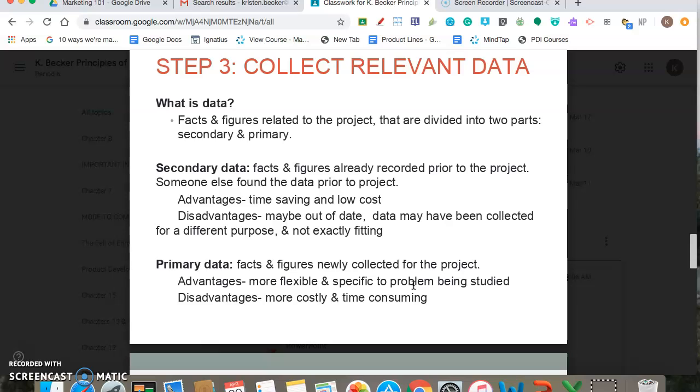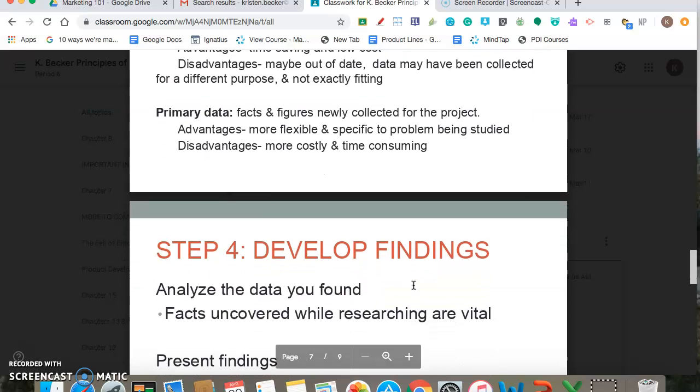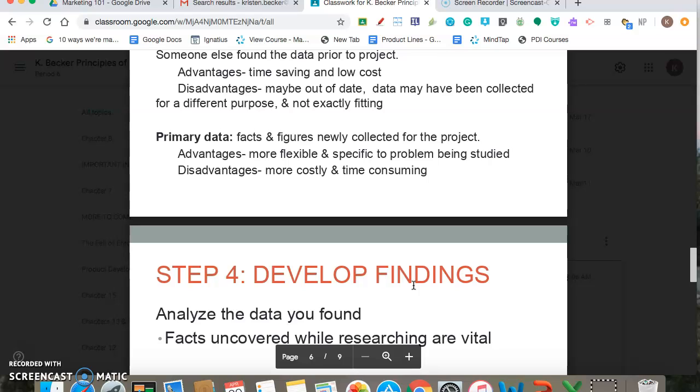Disadvantages? Well, it might be out of date. It might be old information. Marketing is constantly changing. Products and services are constantly evolving, so it could be out of date. It also may not be exactly fitting to what you are doing your research on. So secondary data means it's already done for you. Kind of like when you do a research paper, you're finding somebody else's research and using it to write your paper. Then we have primary data. Primary data is facts and figures that are newly collected for this specific product.